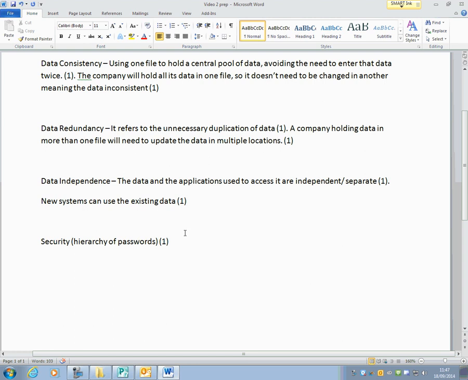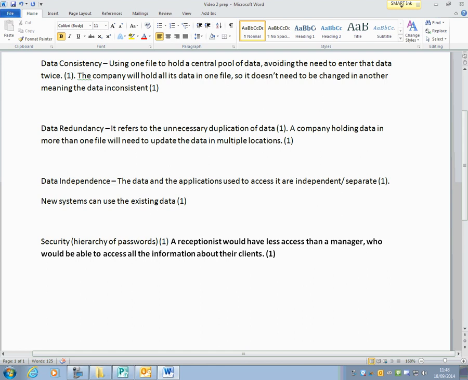So we've got 6, we've got 7 marks so far, and for that last one, you want to give an example of who would have different access. So a receptionist would have less access than, say, a manager, who would be able to access all the information about their clients. Whereas the receptionist might only be able to access their basic information, like their contact information. So you could add something there. So they would be able to access their contact details.